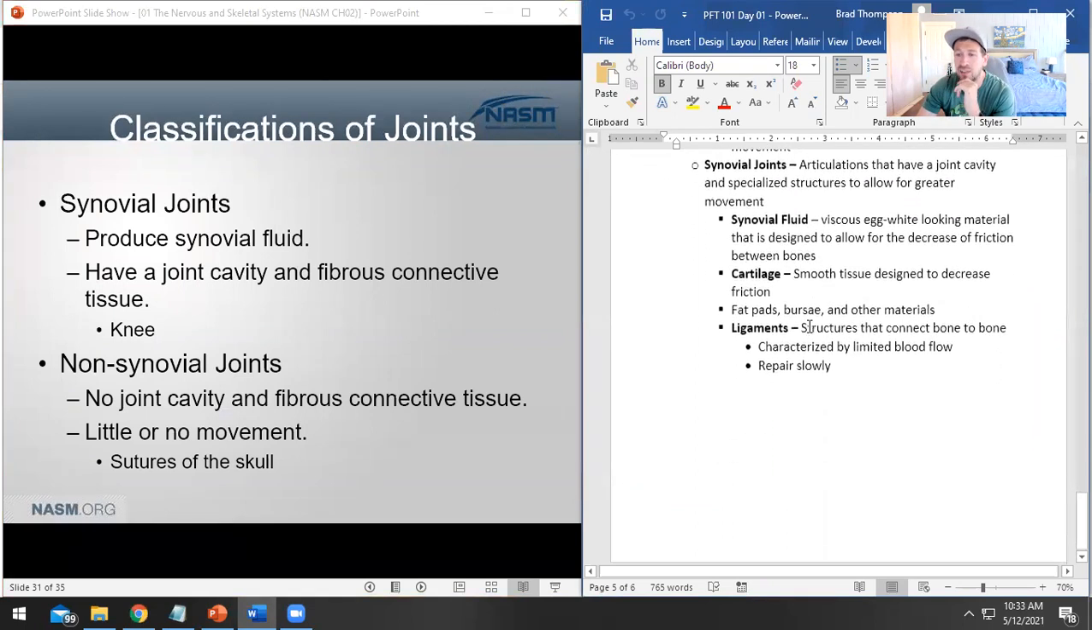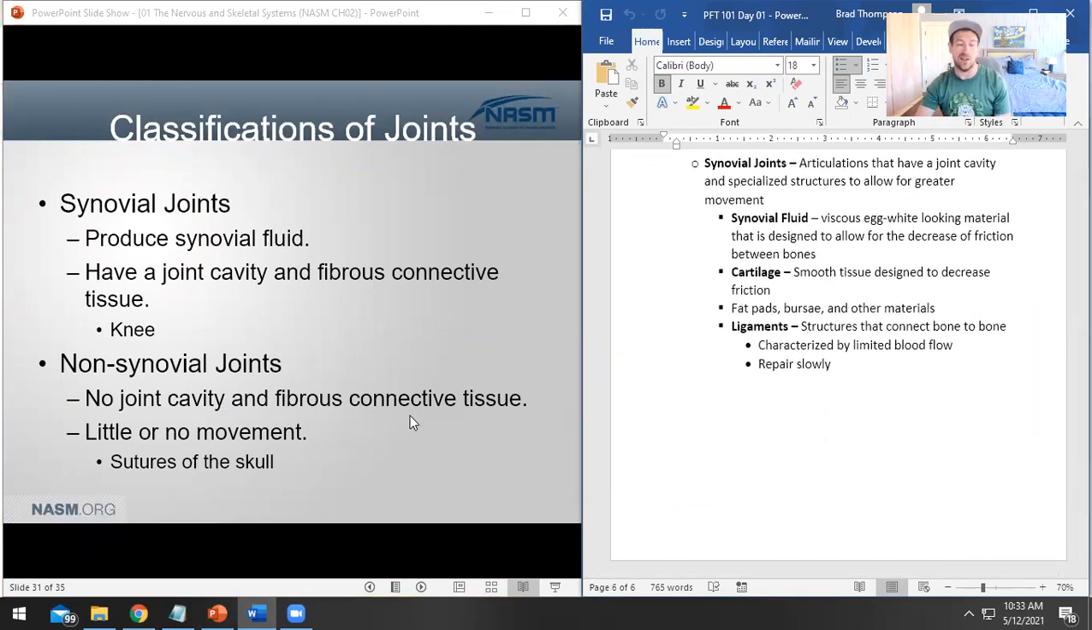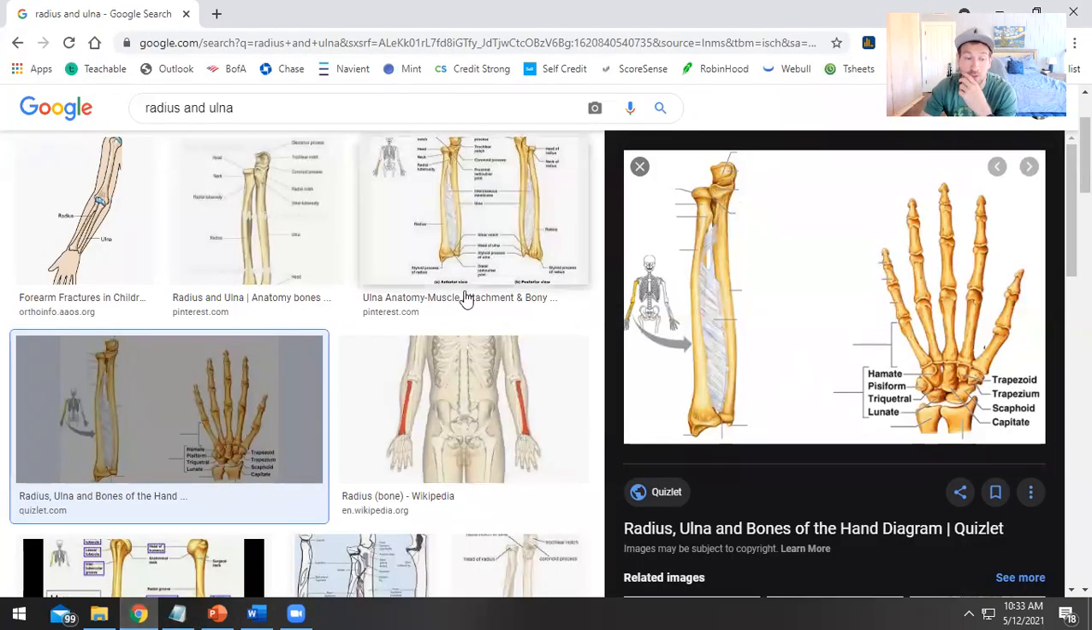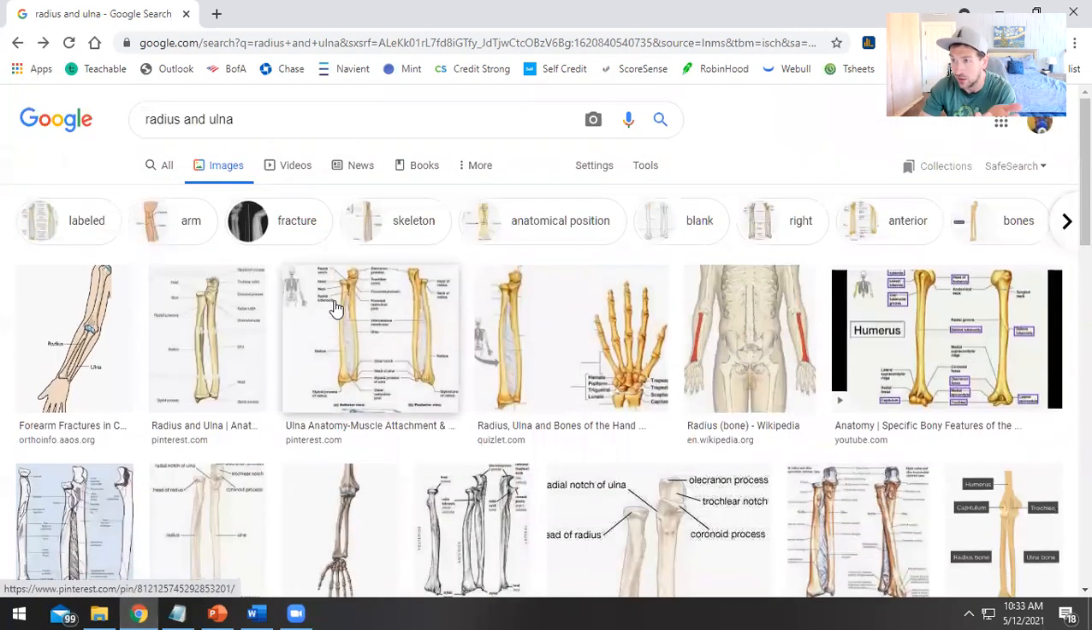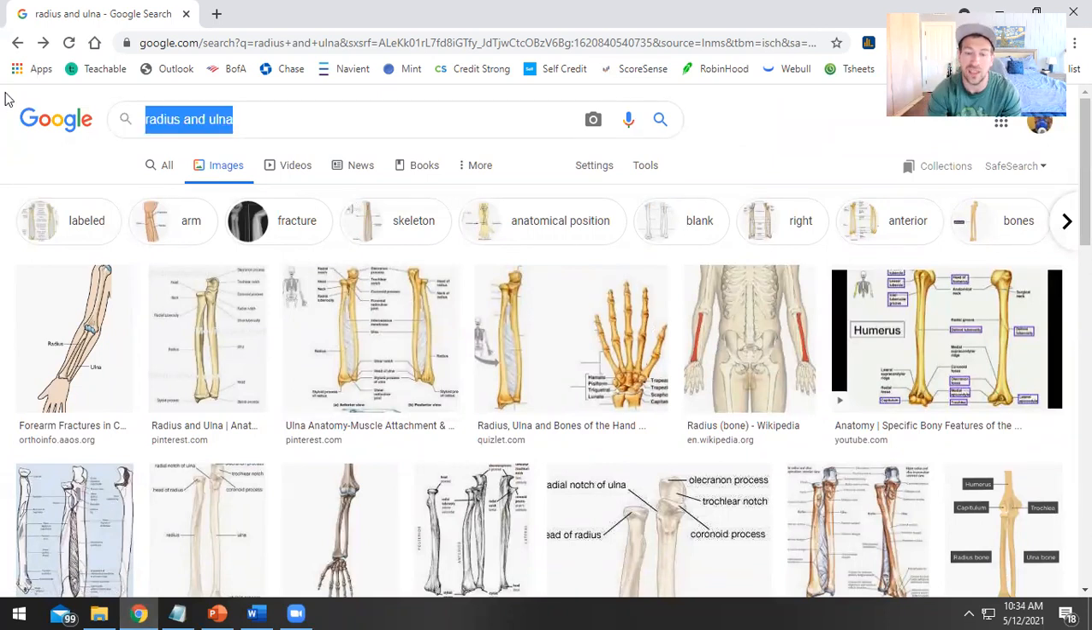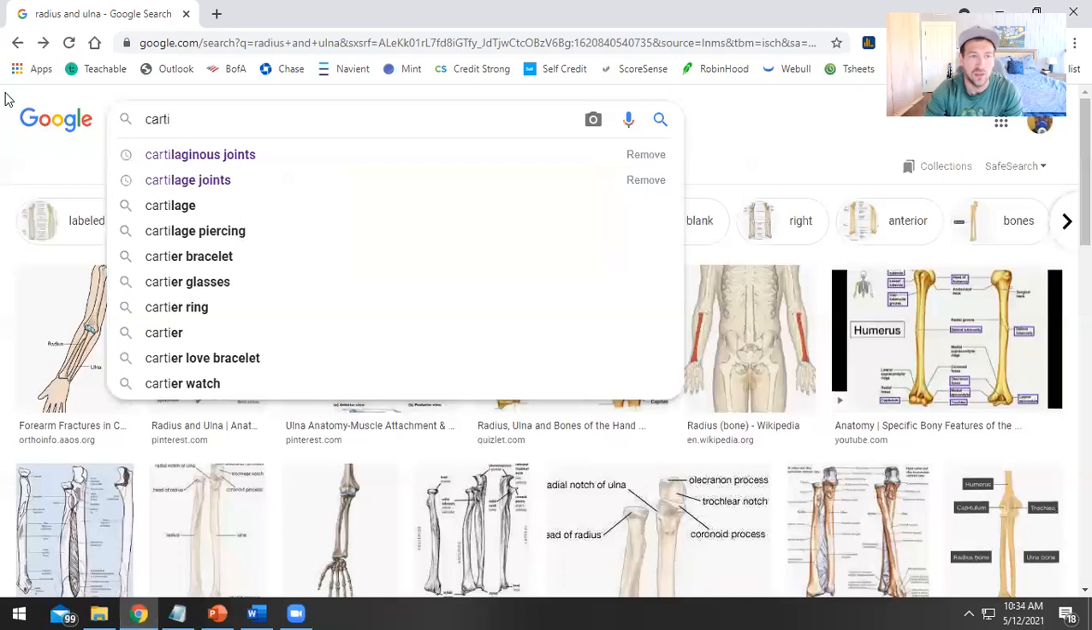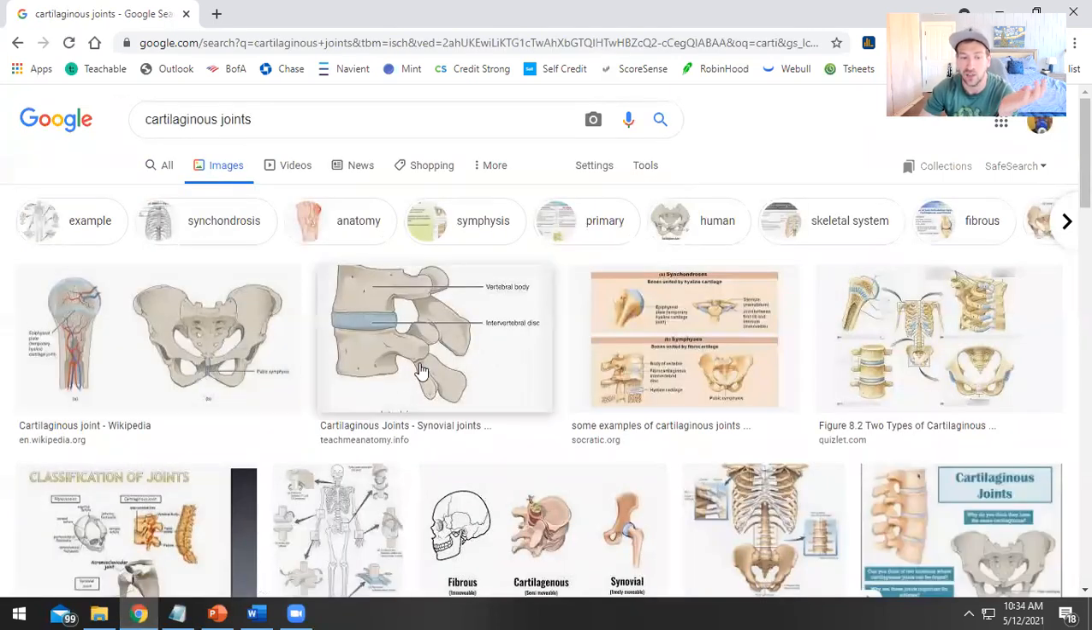So then the joints, like I said, we're going to spend most of our time talking about synovial joints. Synovial joints are joints that actually have a very large joint cavity. And they also have specialized structures that allow for greater movement. Fibrous joints especially, there's no space between them. They're literally kind of glued together, right? Cartilaginous joints, there's a little bit of space, but the only thing between them is the cartilage, right? That's the only thing that's separating one bone from another.